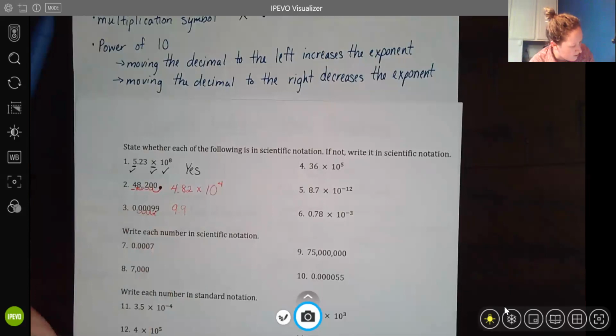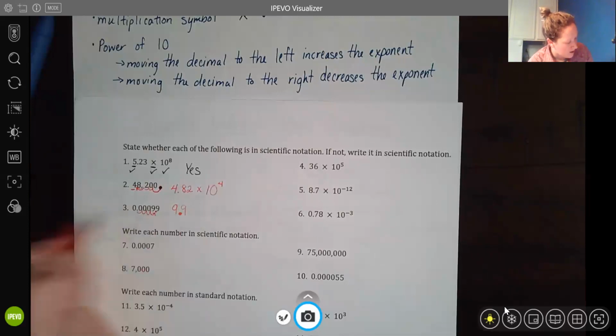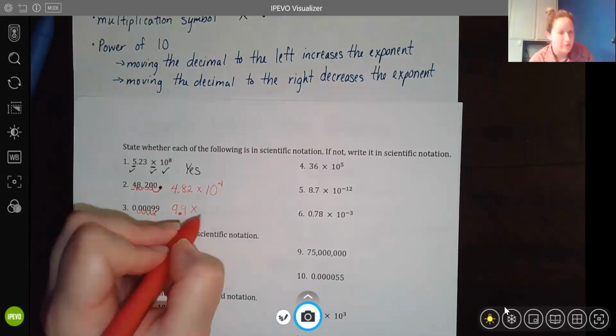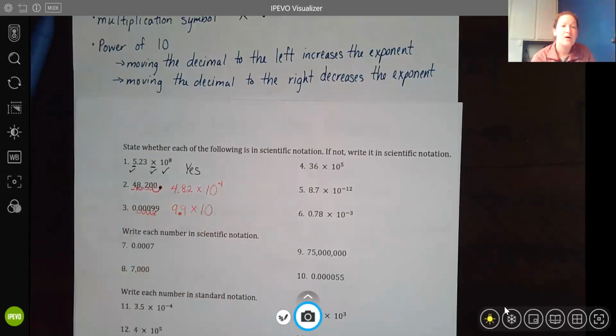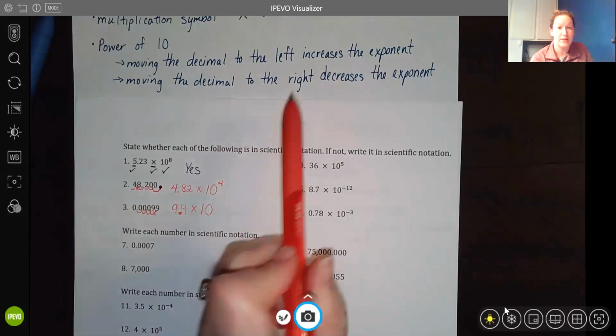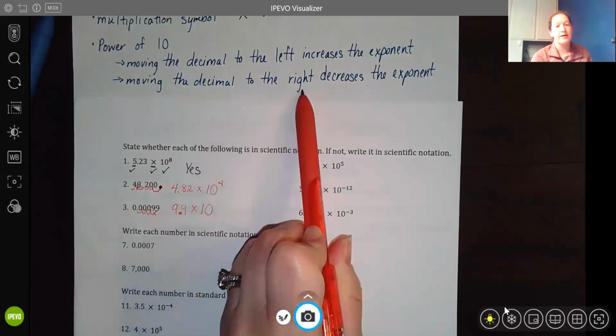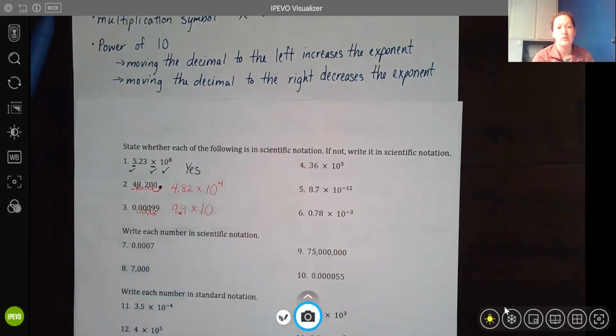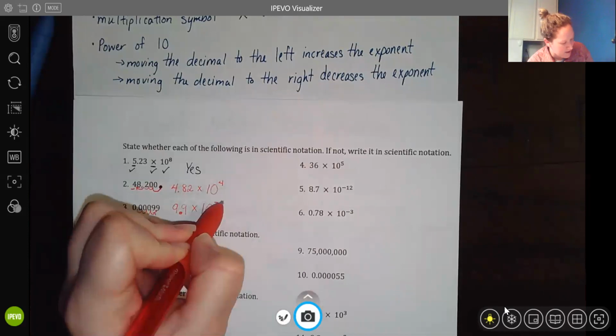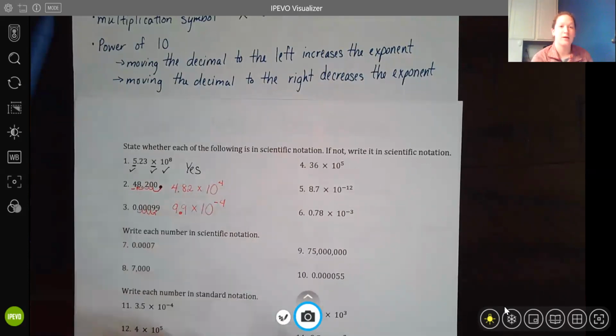So I have 9.9. I need my multiplication symbol. And now I'm gonna write my power of 10. But because I started with a very small number, a number less than 1, or if you can think of it, I am moving my decimal to the right, my exponent is actually going to be negative, okay, to represent that small number less than 1. So this is going to be represented as 10 to the negative 4.